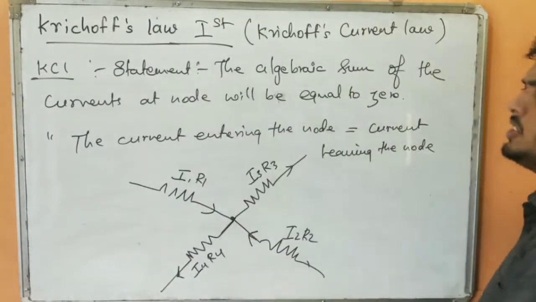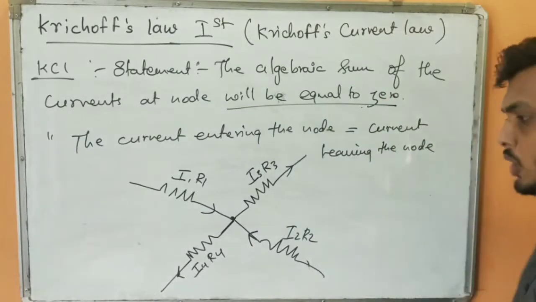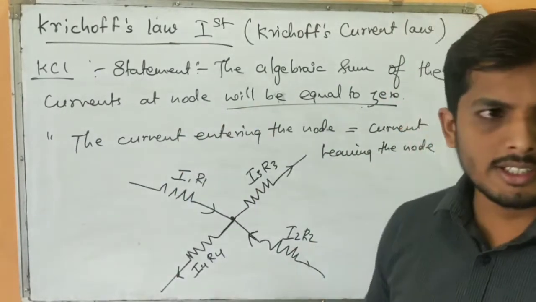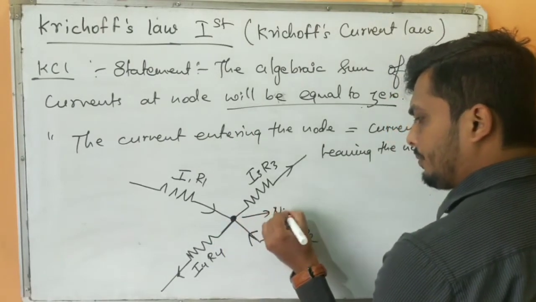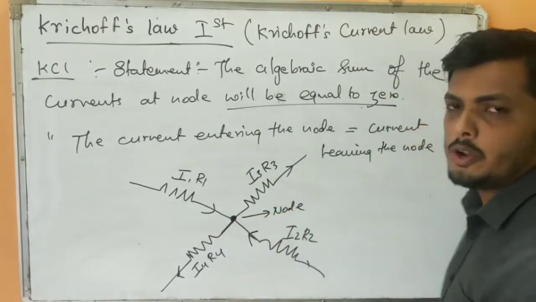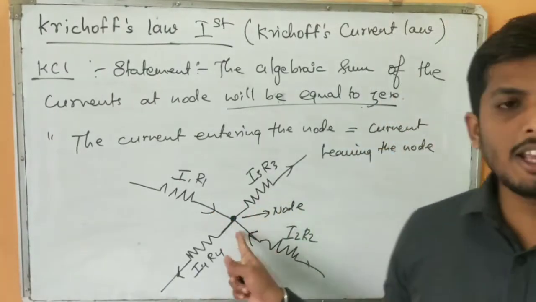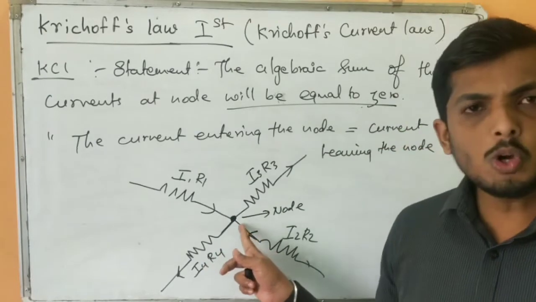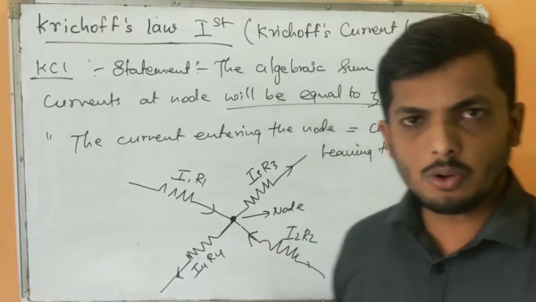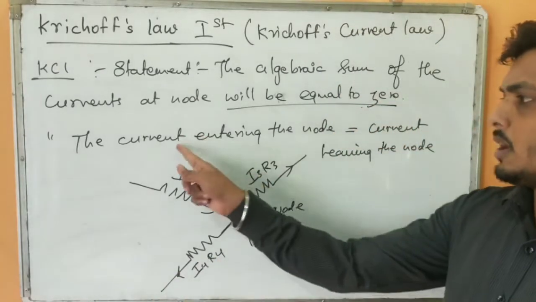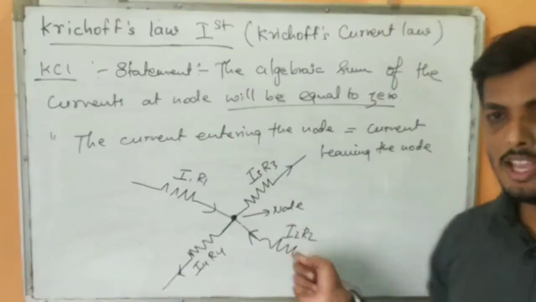It states that the algebraic sum of currents at a node will be equal to zero. So if I go on adding all these currents at the node, a node is a common point where two or more conductors are meeting. In my example, I have four conductors meeting at a common point. So the net current at this point will be zero. Why will it be zero? Because the sum of the currents entering the node will be equal to the sum of the currents leaving the node.